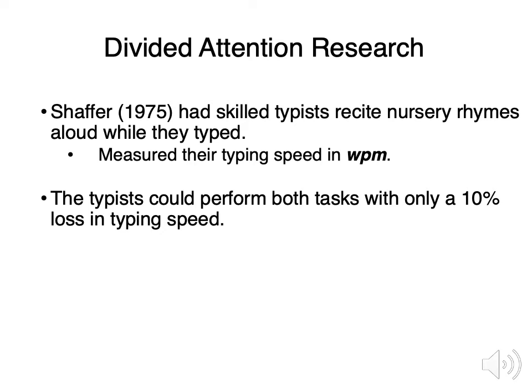So what has research on divided attention shown us? In one study conducted by Schaefer, skilled typists were asked to recite nursery rhymes aloud while they typed lists of words. While they did these tasks, they measured their typing speed in words per minute. And what they found was that typists could perform both tasks with only a 10% loss in typing speed. This study was initially meant to demonstrate that typing required little attention for highly skilled typists.